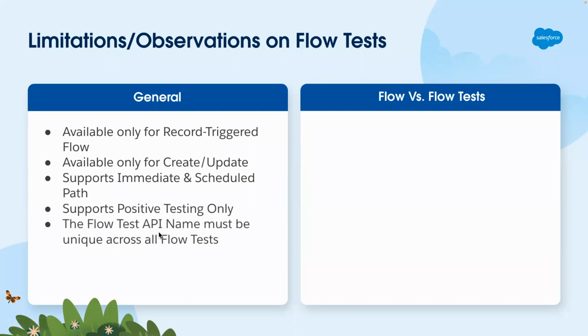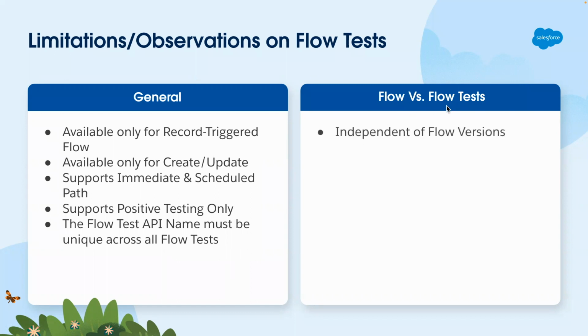And the API name of the flow test must be unique across all flow tests across all flows. So if you have given the API name in one flow, you cannot repeat the same API name in another flow test for another flow. So something to keep in mind.